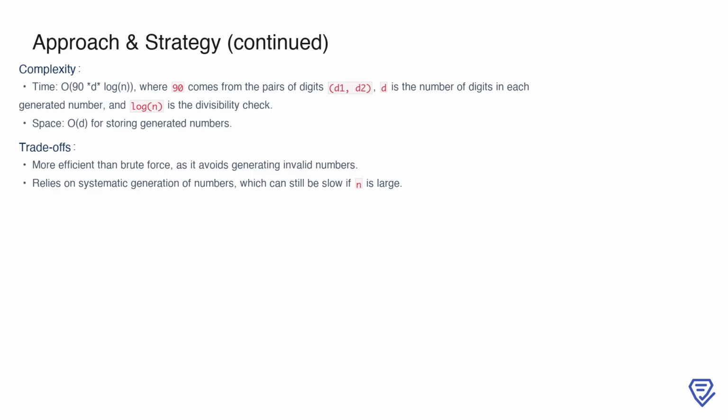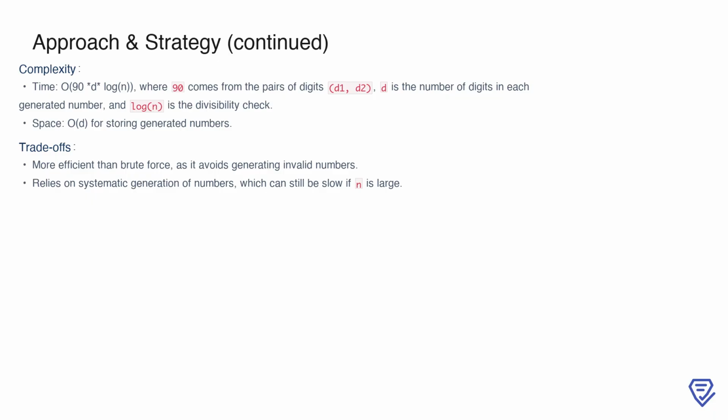The optimized approach also comes with its own complexity analysis and trade-offs. In terms of time complexity, we iterate over 90 possible digit pairs because there are 10 digits and we select distinct pairs. For each pair, the number generation process involves creating numbers with varying lengths, and the divisibility check for each number takes logarithmic time based on its size. This results in an overall time complexity of 90*d*log n, where d represents the number of digits in each generated number. The space complexity is proportional to d, as we need to store the generated numbers temporarily.